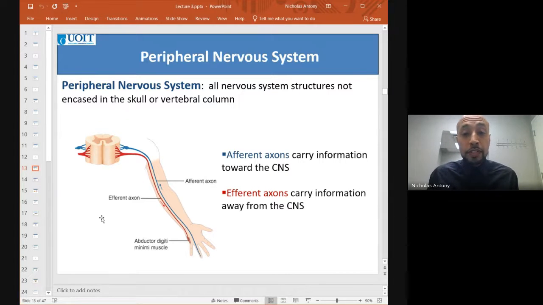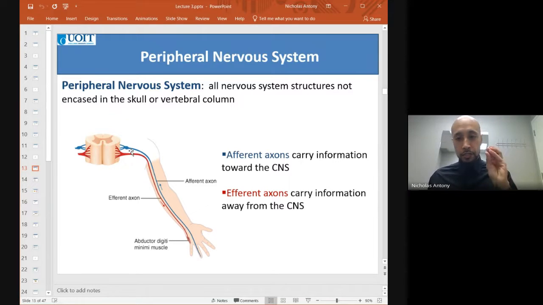The peripheral nervous system, as a reminder, is all of the nervous system structures that are outside of bone. So that's outside of the brain and outside of the vertebral column. If we looked at every level of the vertebra, at each level there is a spinal nerve exiting. That would be the beginning of the peripheral nervous system.